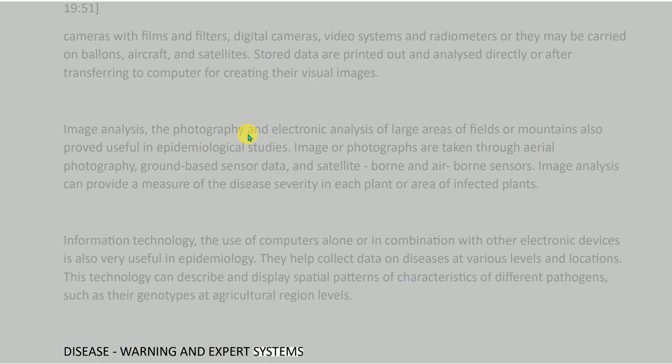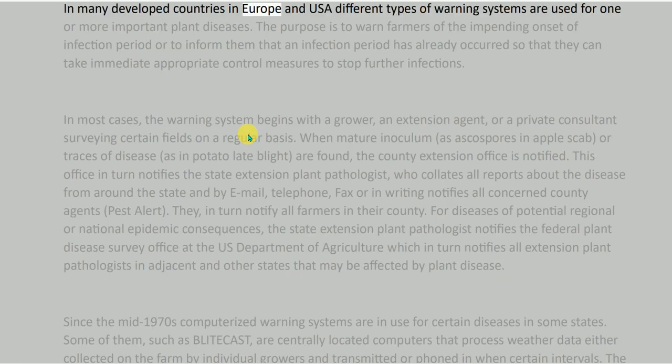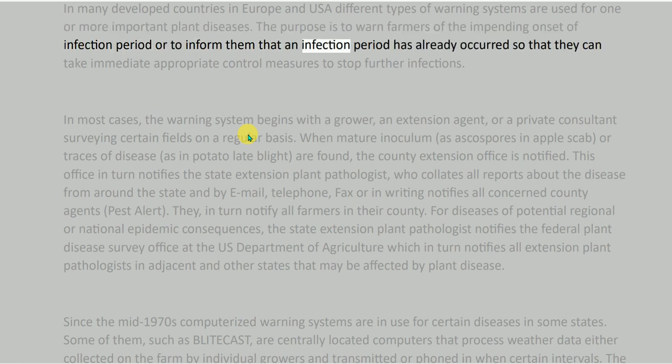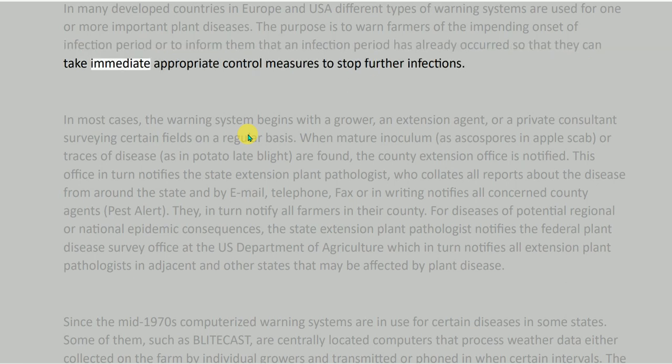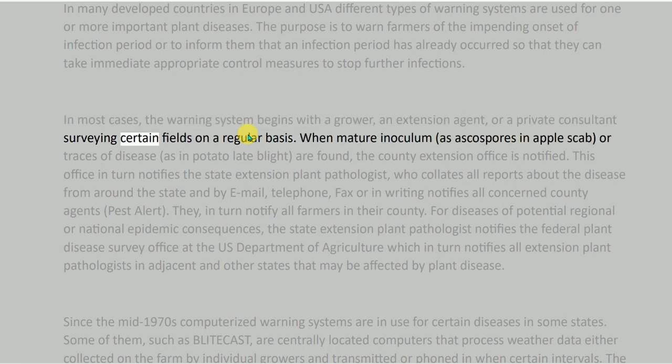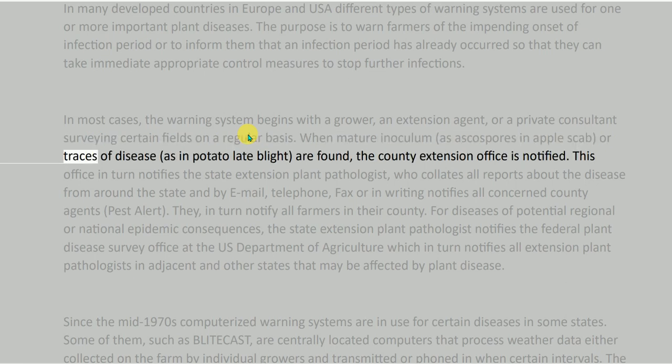In many developed countries in Europe and the USA, different types of warning systems are used for one or more important plant diseases. The purpose is to warn farmers of the impending onset of an infection period, or to inform them that an infection period has already occurred, so that they can take immediate appropriate control measures to stop further infections. In most cases, the warning system begins with a grower, an extension agent, or a private consultant surveying certain fields on a regular basis. When mature inoculum, as ascospores in apple scab, or traces of disease, as in potato late blight, are found, the county extension office is notified.